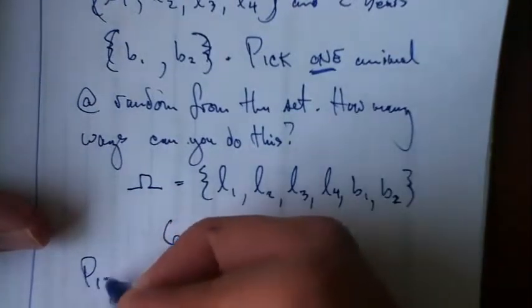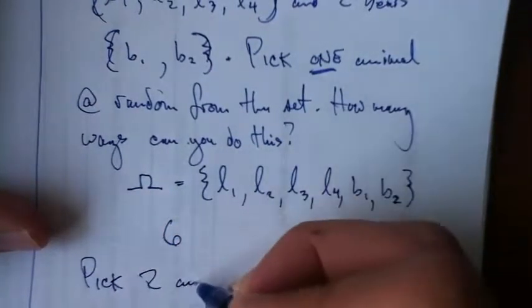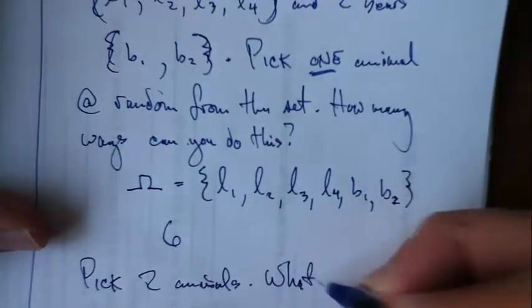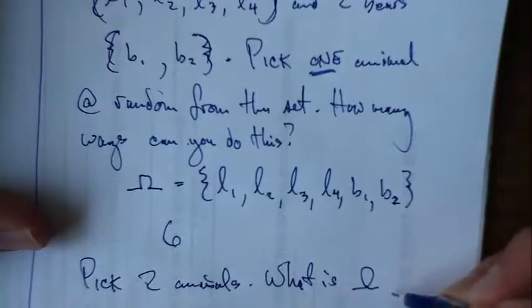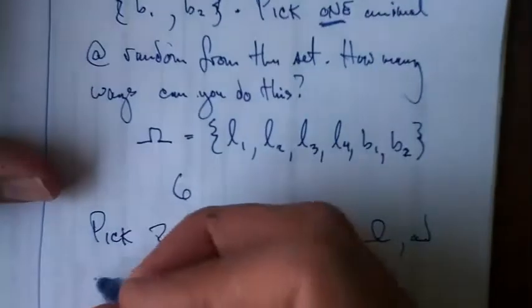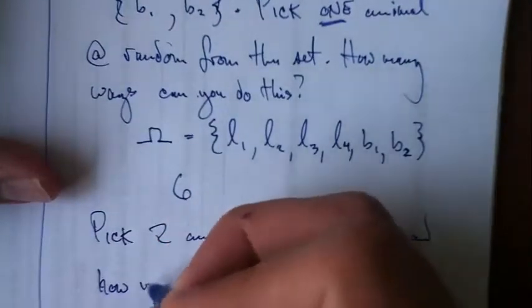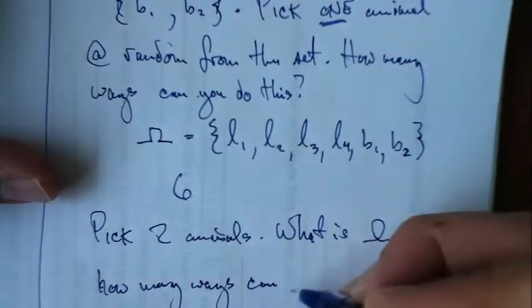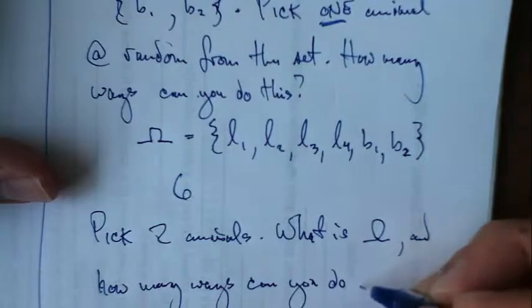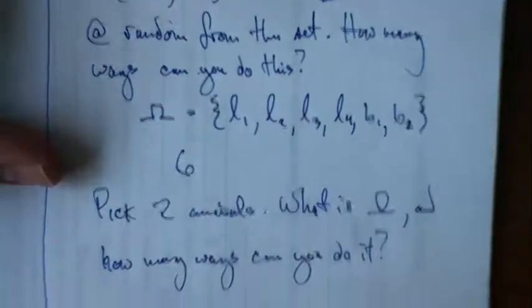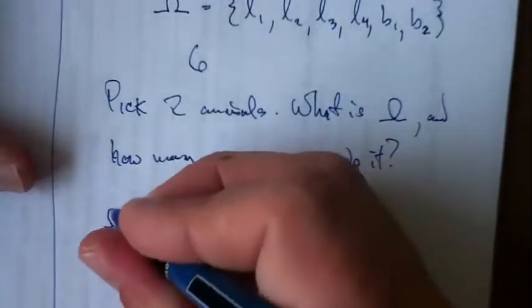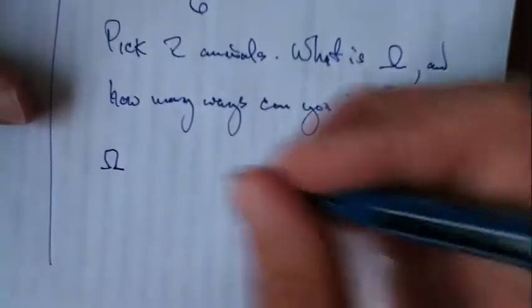What if you pick 2 animals? What is the sample space now? And how many ways can you do it? How many ways? Well, let's see. Let's think about this here.